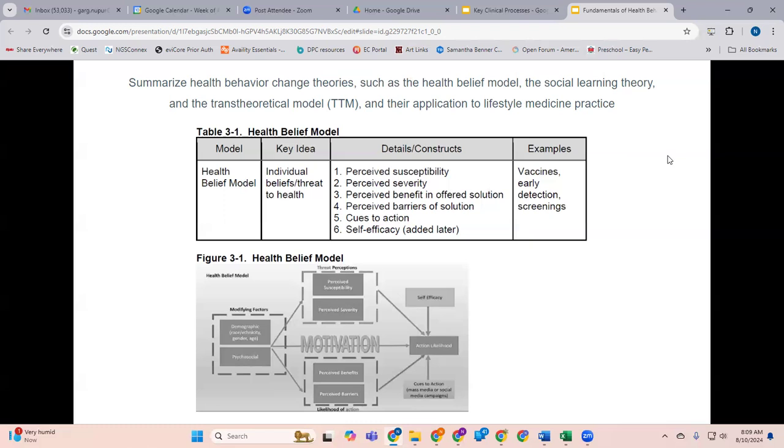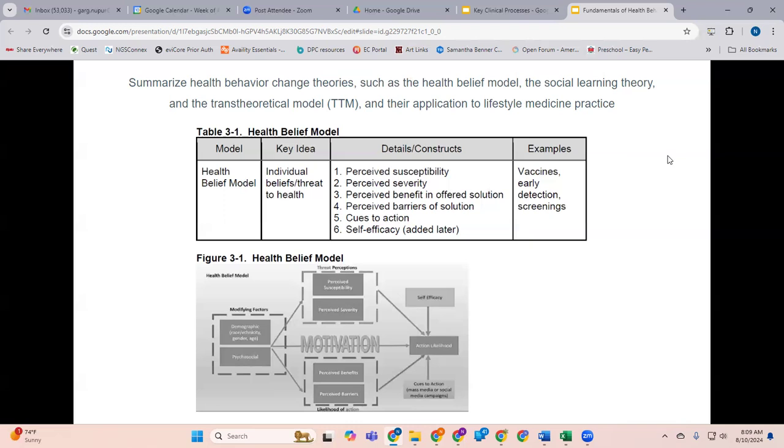So there's a diagram below, figure 3-1. It talks about some of the factors that modify people's threat perceptions and their likelihood to action, and how that leads to their motivations to actually make the behavior change. And some examples of this are vaccines, early detection, and screenings.